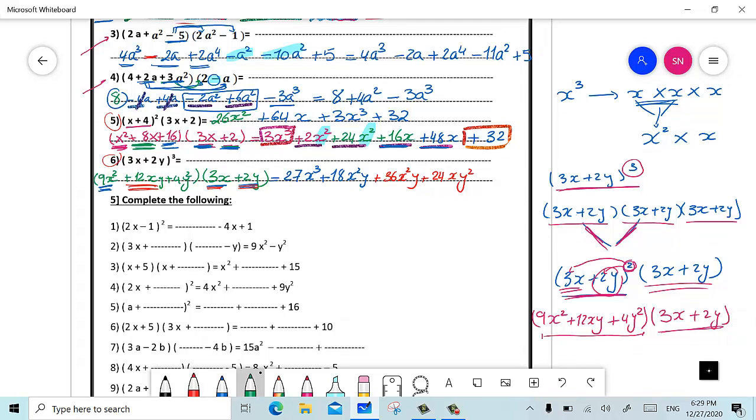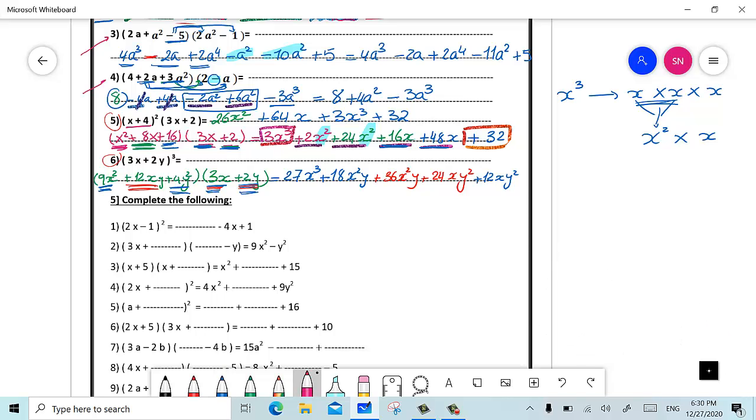The last thing now, I am going to have positive 4y squared multiplied by 3x, and this is equal to positive 12xy squared. Let's erase this first. And then I'm going to have 4y squared multiplied by 2y, and this is going to give me positive 8y to the power of 3.